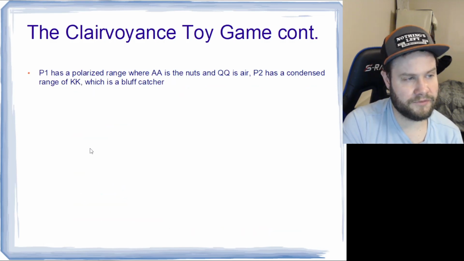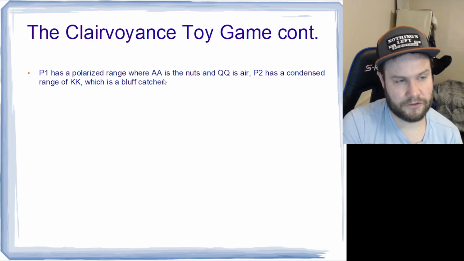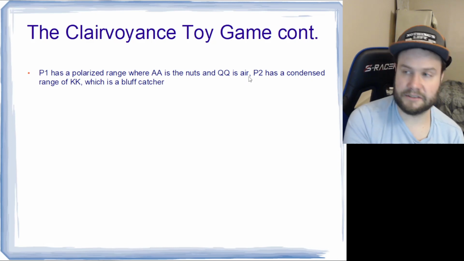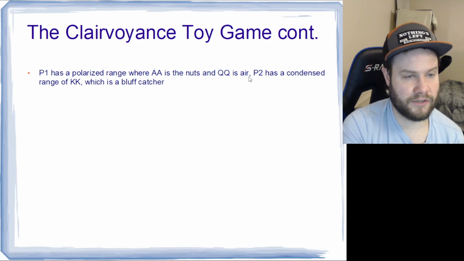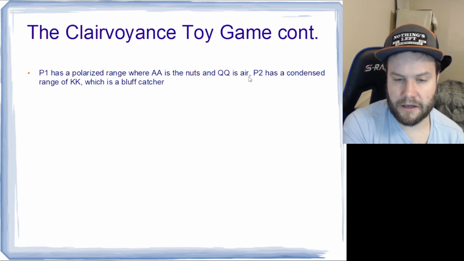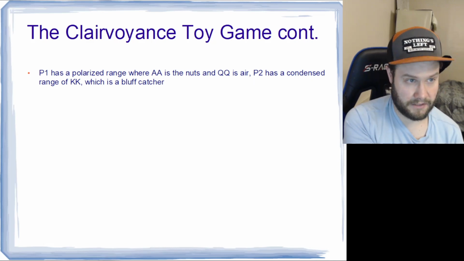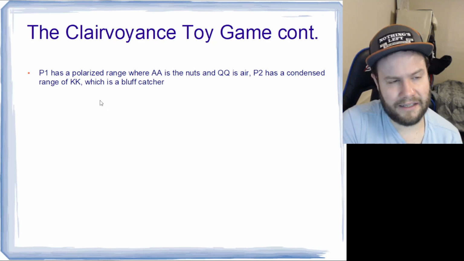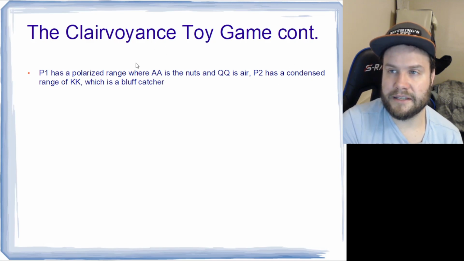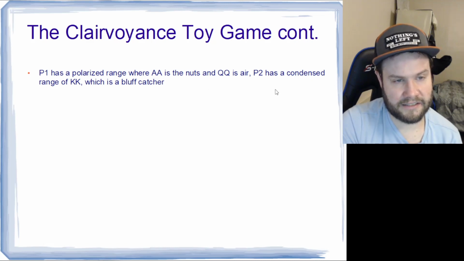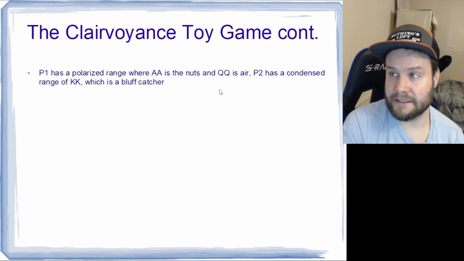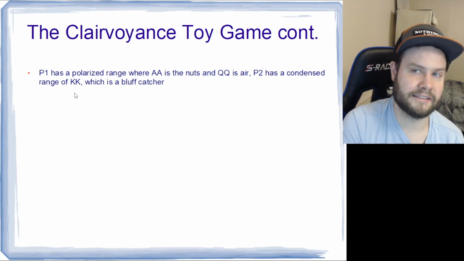As we've defined it, player 1 has a polarized range where ace-ace is the nuts and queen-queen is air. This particular example is coming straight out of the book, and these are the ranges and hands he uses. I've seen earlier versions of this exact example, but they use different hands, like 7 deuce for air. I like this particular setup because it drives home the point that these concepts like polarized range, nuts, air, condensed range, are all relative terms. So in this scenario, queen is air. It's a bluff because our opponent always has king.